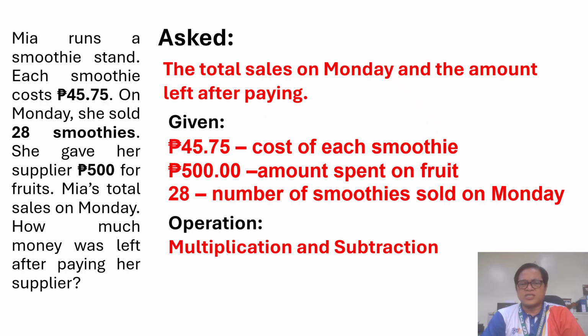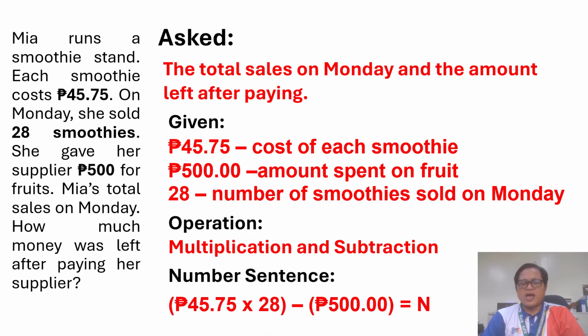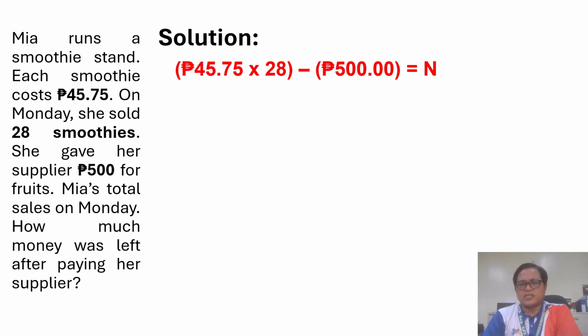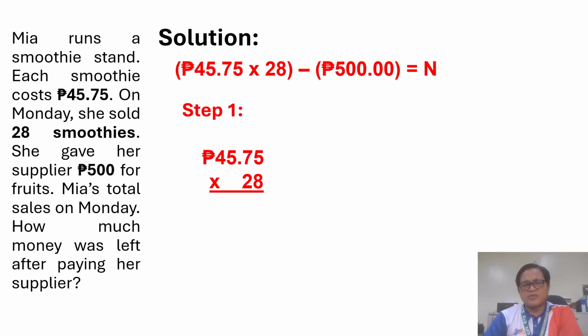How are you going to write the number sentence? First, you have to get the amount that she had for her sales on Monday, which is 45 pesos and 75 centavos times 28, then subtract it by 500 pesos, and that would be the answer. For your solution, start with the number sentence: 45 pesos and 75 centavos times 28 minus 500 pesos equals n. So you start with solving 45 pesos and 75 centavos times 28.